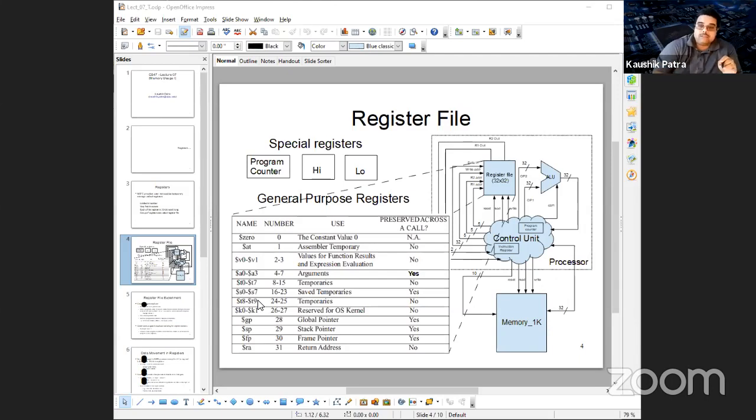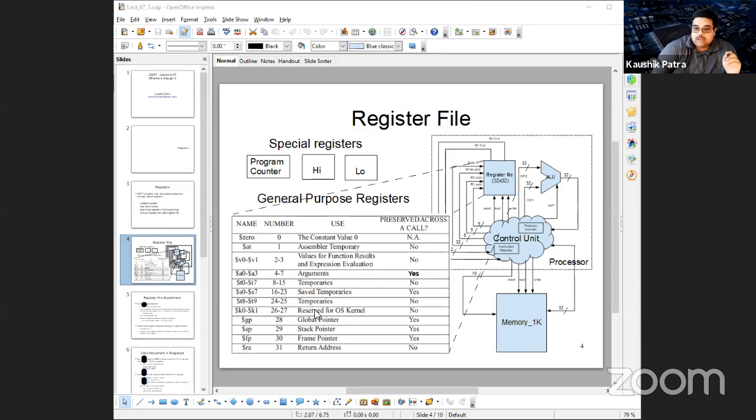For that purpose, we have the saved temporaries, $s0 to $s7. It is guaranteed that if you store values in these $s registers, by convention, the function will not override them. When the function call is done and you get the result from the function, your $s0 to $s7 contents will remain intact. That is the convention.